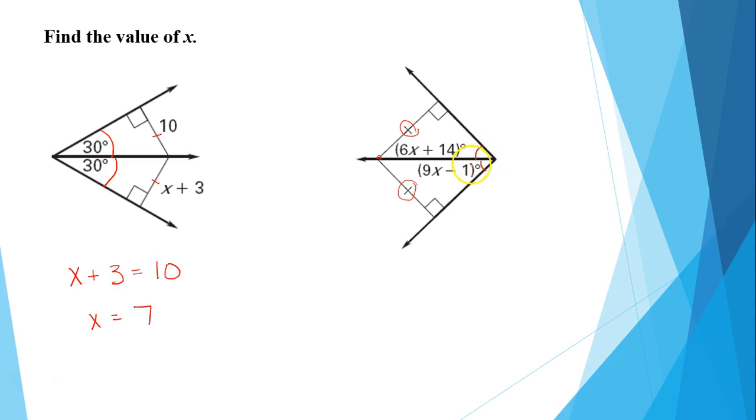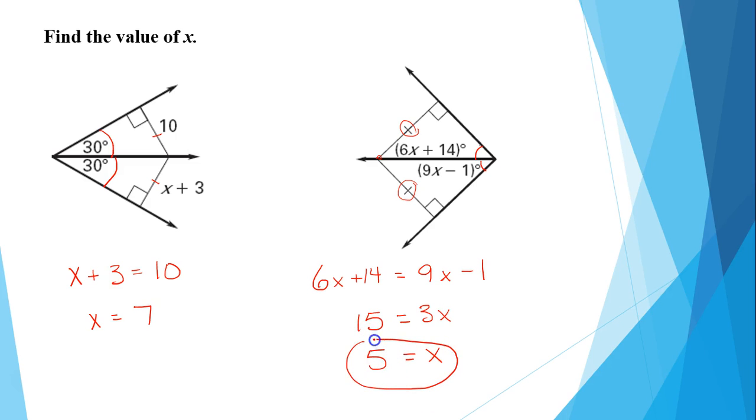Well, again, we have angle bisectors. So to figure out what x is in this case, we know this angle is congruent to this one, so set their measures equal to each other. 6x plus 14 is equal to 9x minus 1. Solve for x. Subtract 6x from both sides, we get 15 equals 3x. Divide both sides by 3, we get 5. So for this one, x equals 5. This one, we found x equals 7.